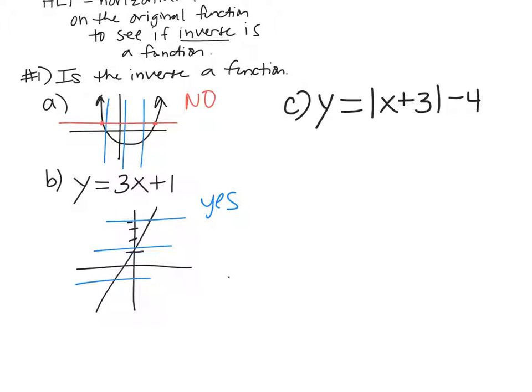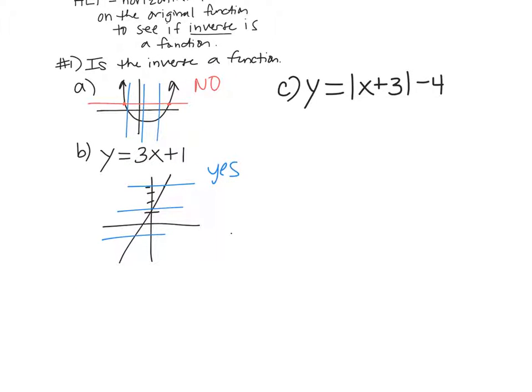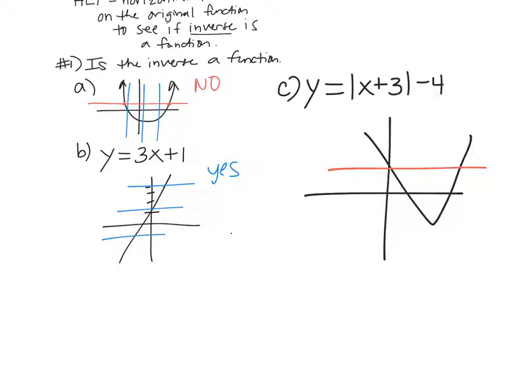Okay, you knew that already because from previous chapters you know what an absolute value looks like. You might not remember that we shift 3 to the left and 4 down, but you know it's a V shape, right? You know that because you have prior knowledge. And so if we do the horizontal line test on that, oh no, it hits twice, so that would be a no. Its inverse is not a function.